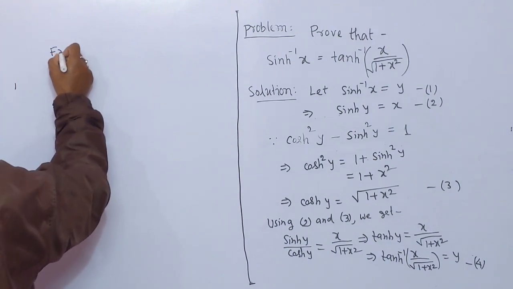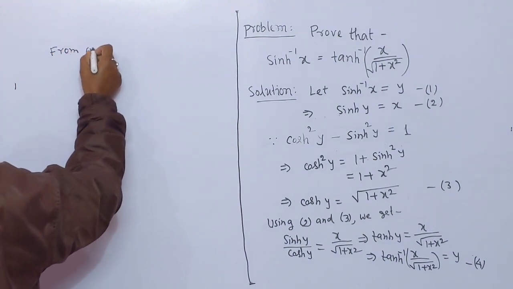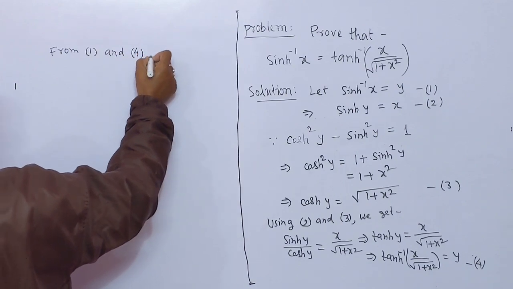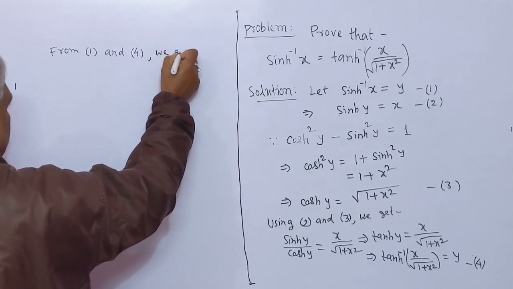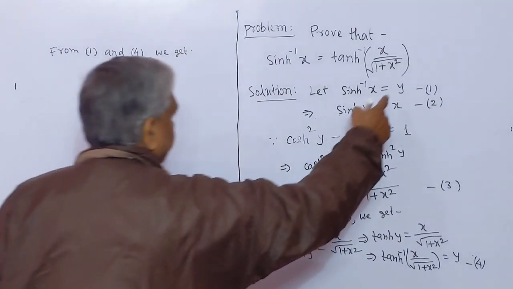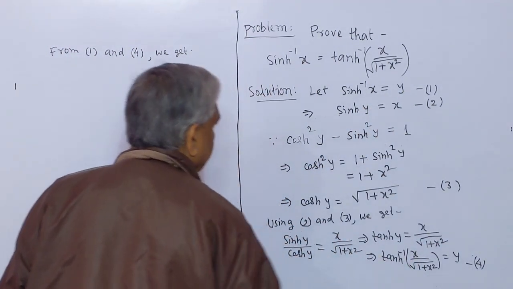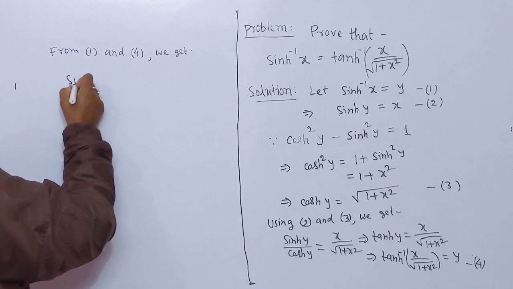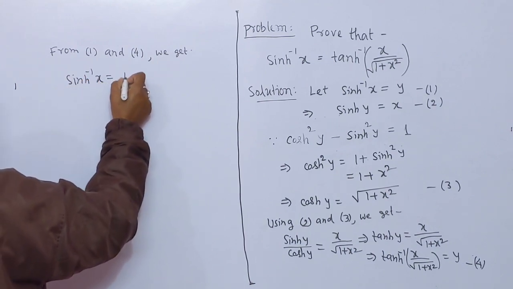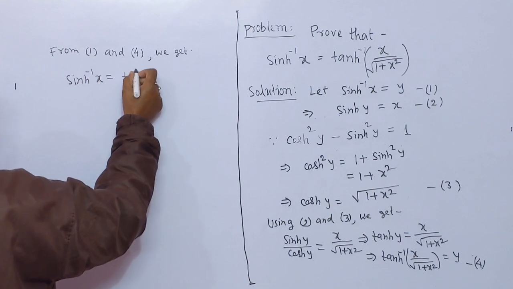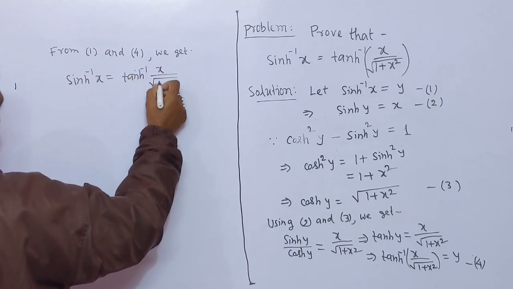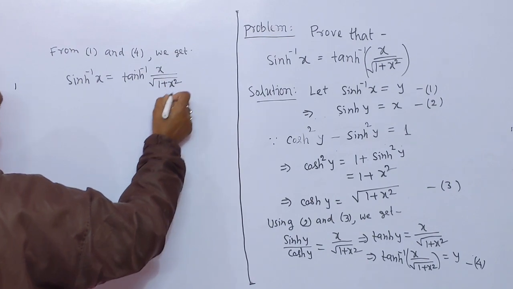From 1 and 4 we get, the right side y is the same, therefore the left side will be the same. Sinh inverse x equals tanh inverse of x by square root of 1 plus x square. Proved.